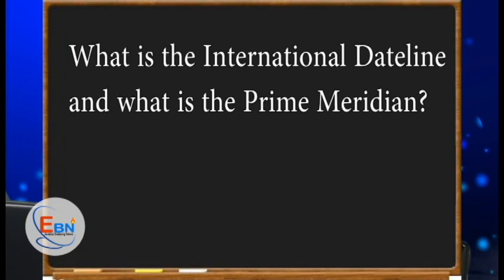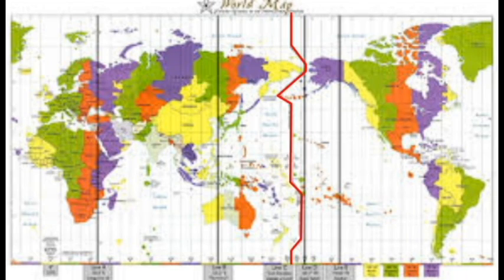Yes, that's correct. Next question for Ms. Reed, our specialist. What is the international dateline and what is the prime meridian? The international dateline is an imaginary line of longitude that is at 180 degrees east or west of the prime meridian. The imaginary line is not straight, and it serves to separate one day from another.